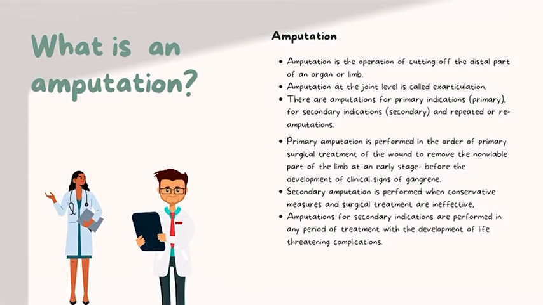What is an amputation? Amputation is the operation of cutting off the distal part of an organ or limb. Amputation at the joint level is called exarticulation. There are amputations for primary indications and for secondary indications, repeated or re-amputations.